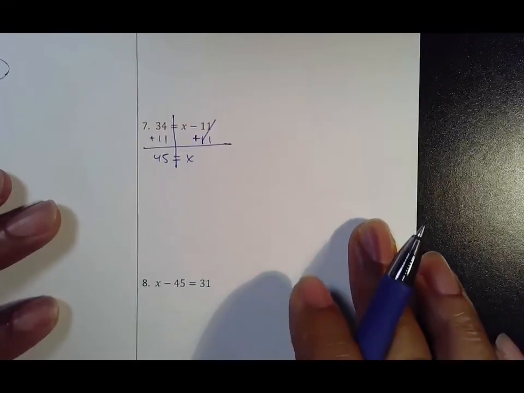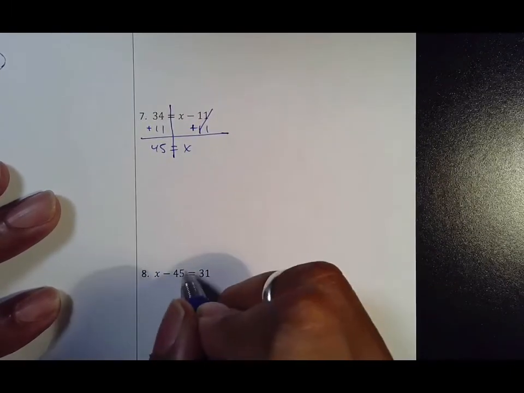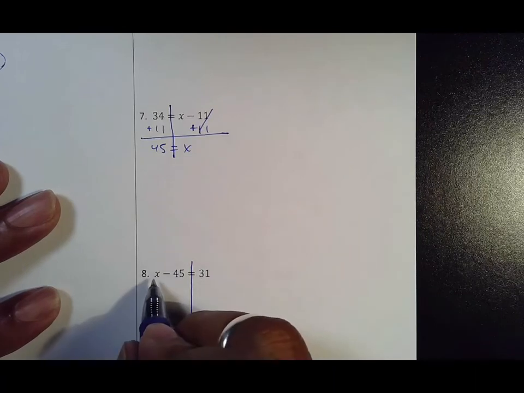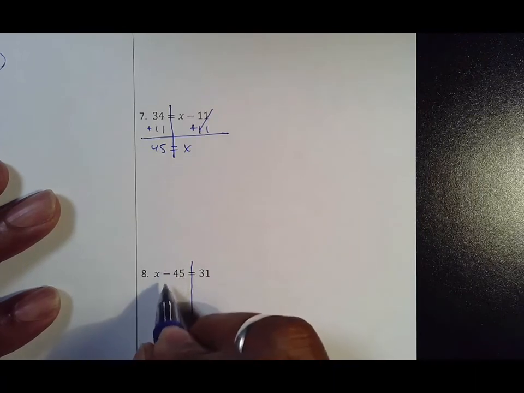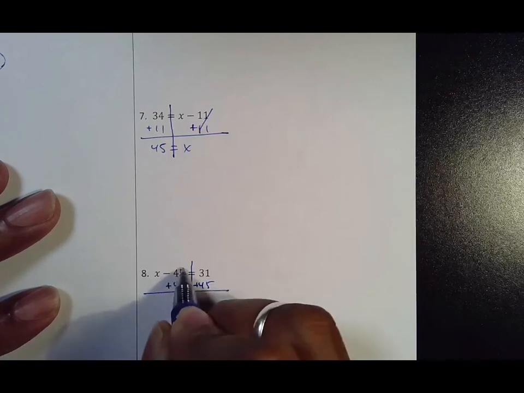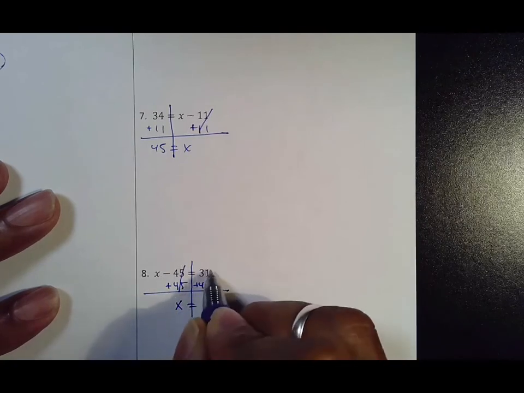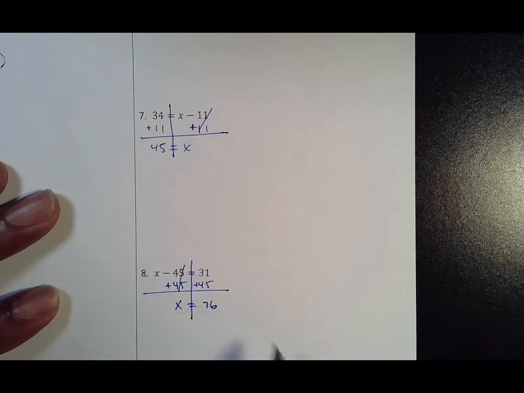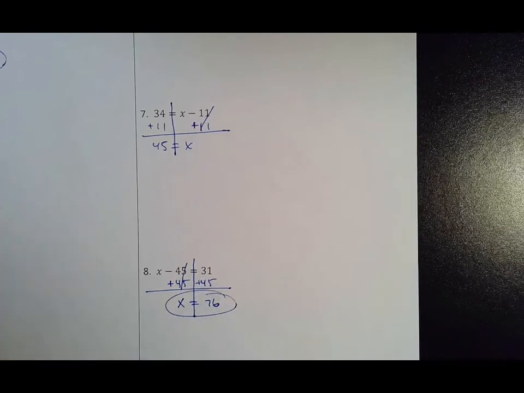And then the last one on our notes before you get to the work, x minus 45 equals 31. X is here. This has to go. It's a minus 45, so we move it with a plus 45. That goes away. X comes down. 5 and 1, 6. 3 and 4, 7. That is the answer that we're looking for.